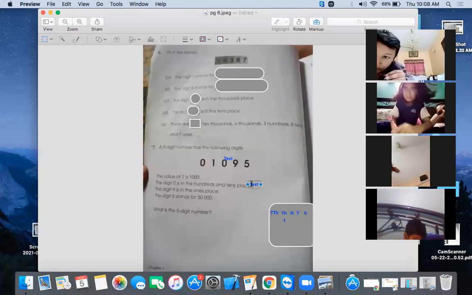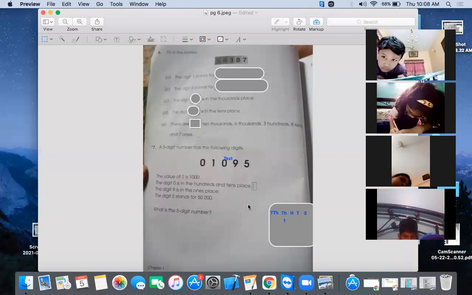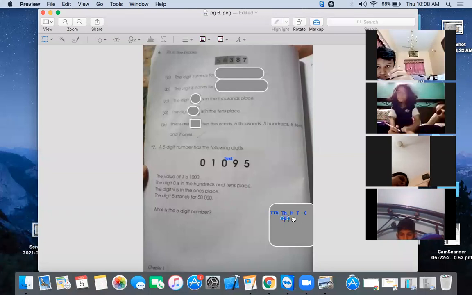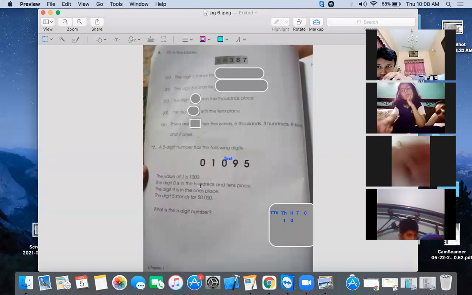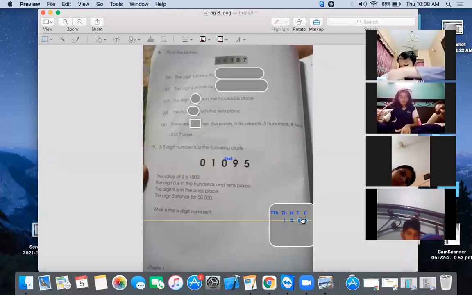Now what is the place? The digit 0 is in the 100 place and in the 10 place. So we write digit 0 at the 100 place. And the digit 0 is also on the 10 place. So just write digit 0 on the 10 place. Okay. Now the digit 9 is in the ones place. So we write digit 9 at the ones place.